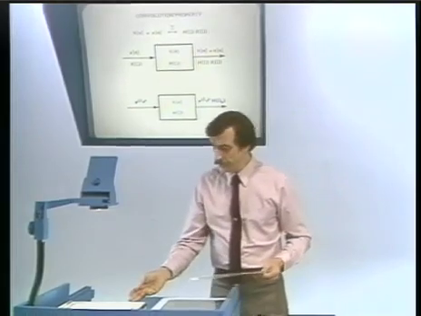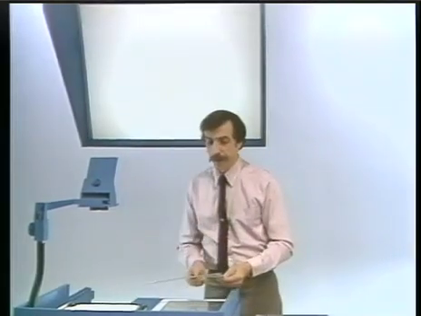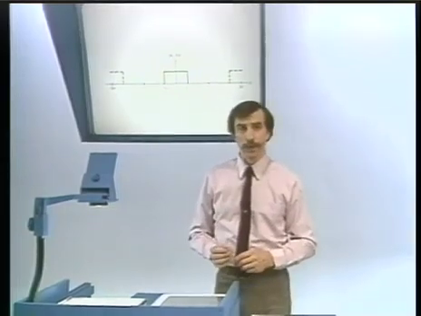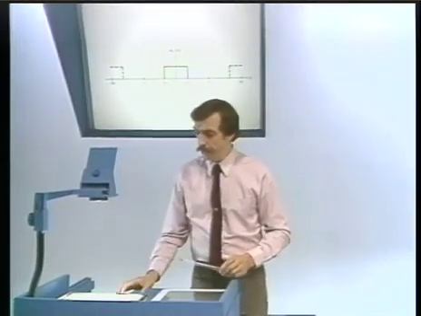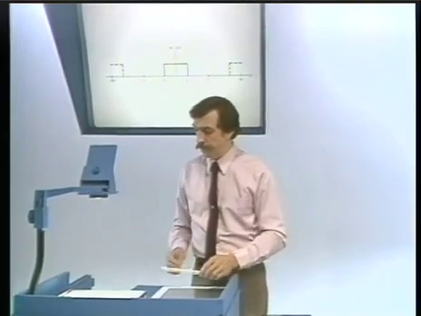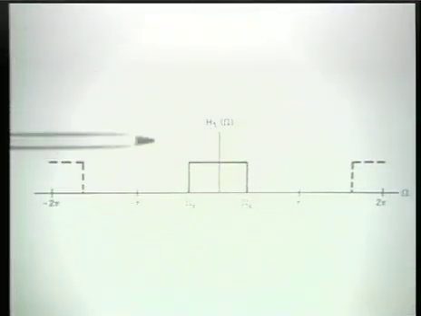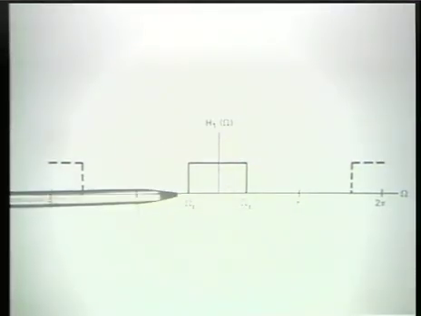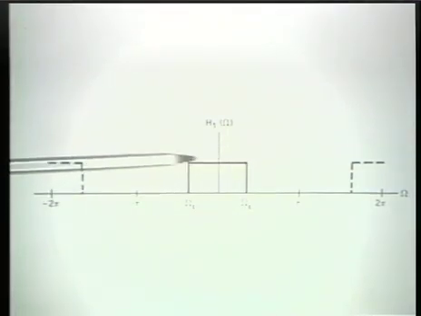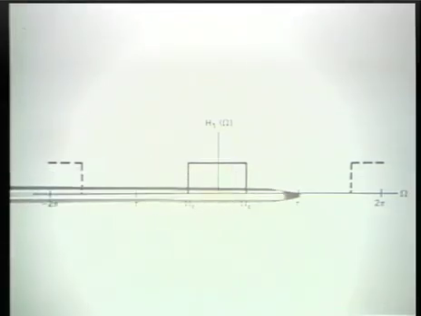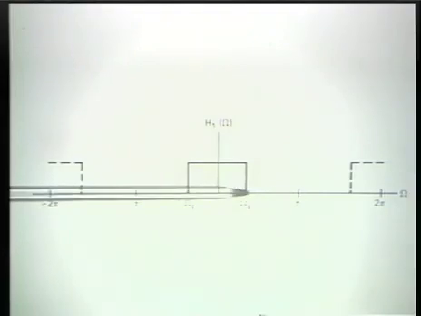So again, just as in continuous time, we can talk about an ideal filter. And what I show here is the frequency response of an ideal low-pass filter. The ideal low-pass filter, of course, passes exactly with a gain of 1 frequencies around 0 and eliminates totally other frequencies.